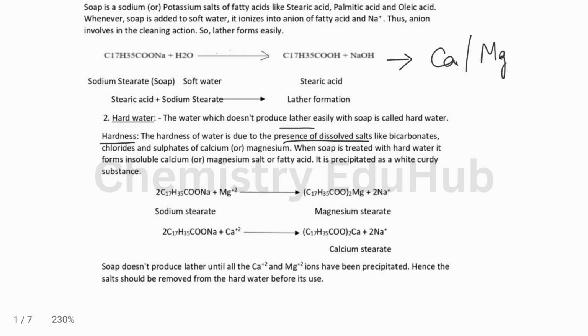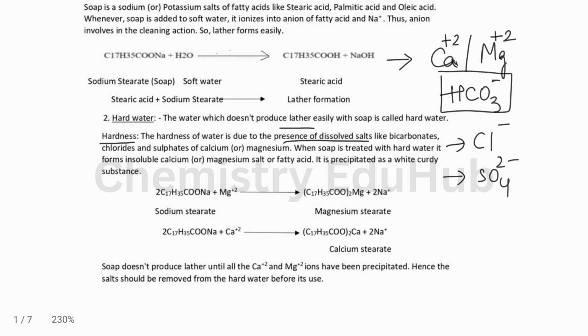Now what are those salts? Especially the bicarbonates. Bicarbonate is nothing but the HCO3 minus ion. Whenever it gets mixed with calcium or magnesium, it becomes calcium bicarbonate or magnesium bicarbonate. Calcium and magnesium both are di-positive cations, but the bicarbonate is a uni-negative anion. Chlorides are also uni-negative, Cl minus, and sulfates are di-negative, SO4 2 minus anions.